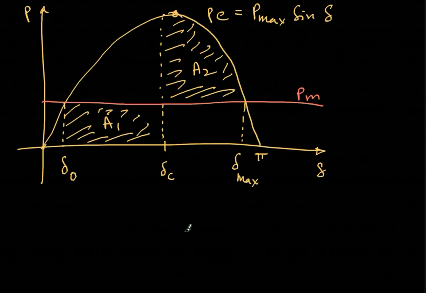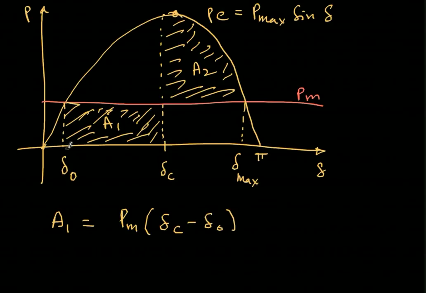It is not that difficult. We can do a simple derivation to find what this delta C is. So let's do that. What is A1? A1 is nothing but this rectangular box. Therefore the area of A1 will be PM into delta C minus delta naught. I can also integrate PM from delta naught to delta C, which comes out to be the same thing. This is area A1.